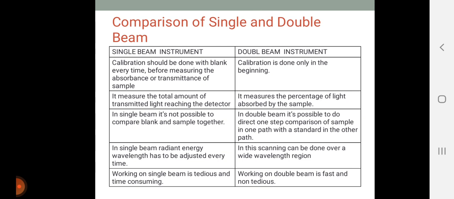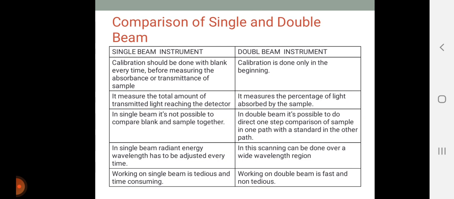Comparison of single and double beam. In a single beam instrument, calibration should be done with a blank every time before measuring the absorbance or transmittance of the sample. In a double beam instrument, calibration is done only in the beginning. A single beam instrument measures the total amount of transmitted light reaching the detector, and a double beam instrument measures the percentage of light absorbed by the sample.